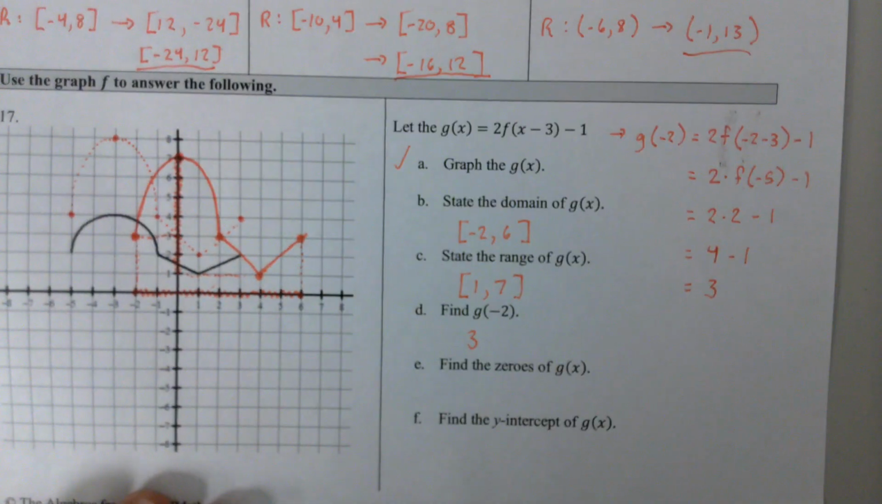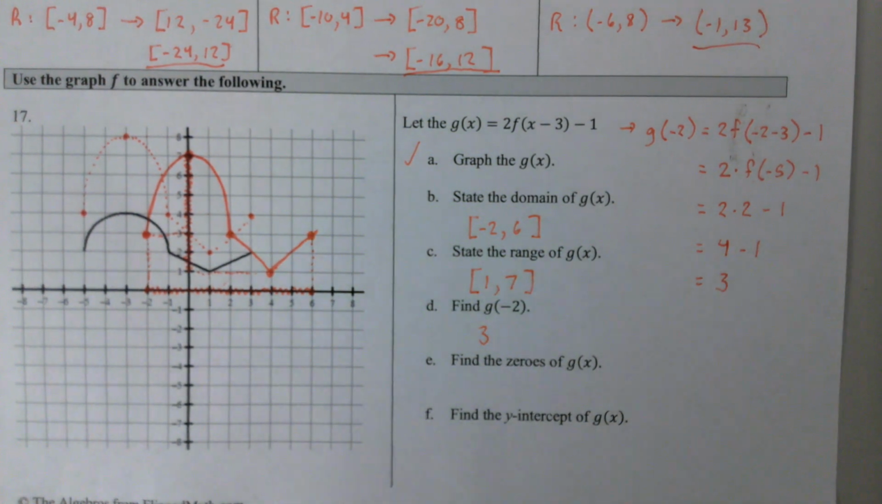So clearly there's two different ways that we can do this. I prefer to just look at the new transformed function that we have for g to get g of -2.